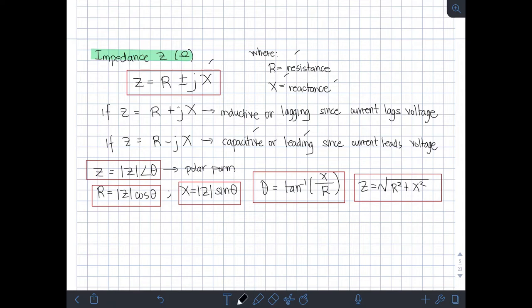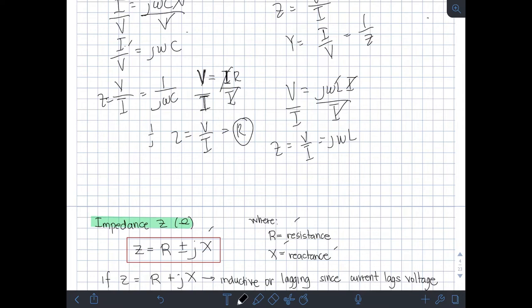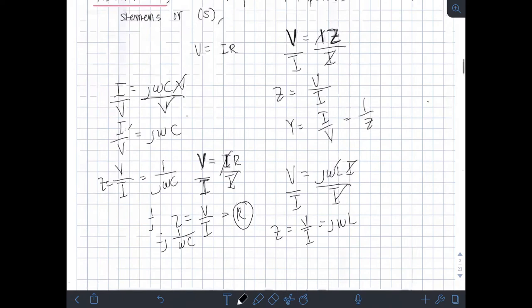Okay? So, kaya negative si capacitor kasi diba ang formula niya kanina is 1 over J omega C. E yung 1 over J equal siya saan? Negative J, right? So, parang equal din to sa negative J 1 over omega C. So, kaya kapag capacitor, negative J. Kapag inductor, positive J kasi J omega lang naman siya, diba?